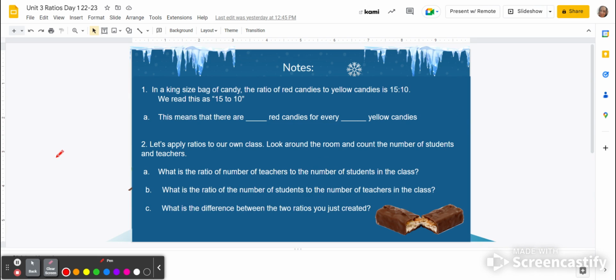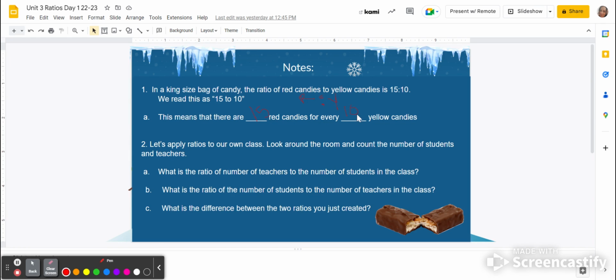All right, so in a king-size bag of candy, the ratio of red candies, and we're going to mark that with an R, red candies to yellow candies, there's our little colon, to yellow candies is 15 to 10. We read this as 15 to 10. This means that there are 15 red candies for every 10 yellow candies.